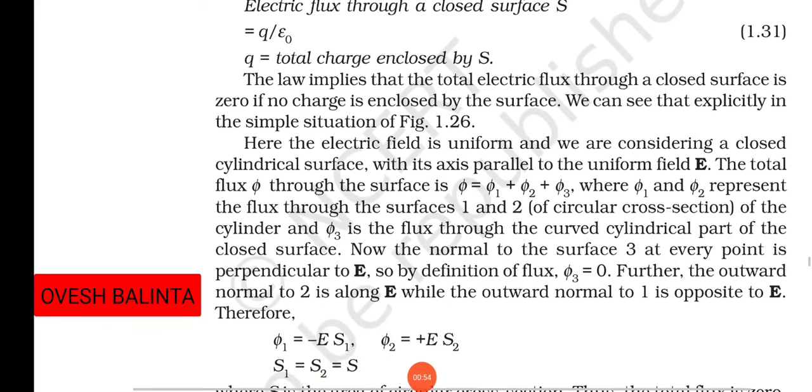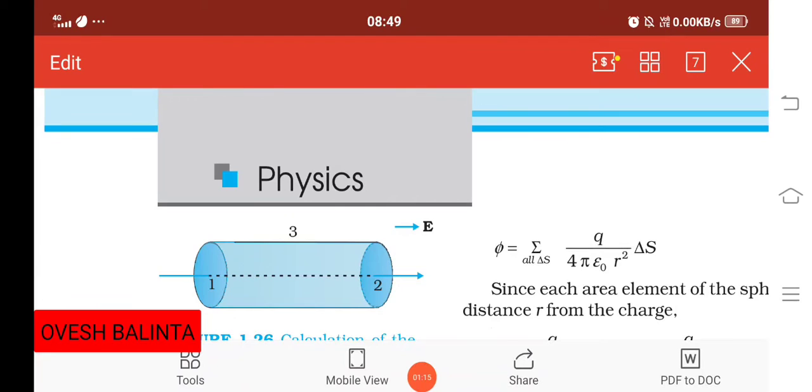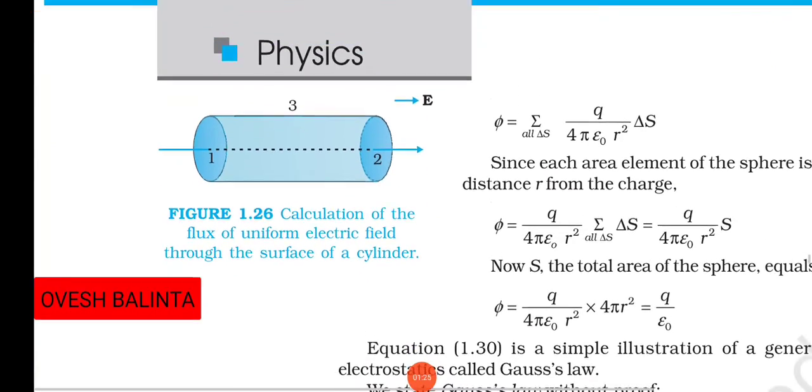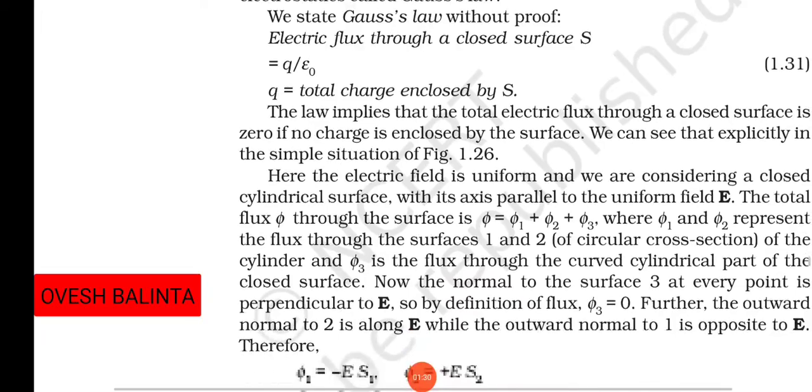Now we are talking about the total flux phi. Phi is equal to phi 1 plus phi 2 plus phi 3, where phi 1 and phi 2 represent the flux through the surfaces 1 and 2 of the cylinder's cross section, and phi 3 is the flux through the curved part of the cylinder. So in this figure there are three different fluxes: phi 1, phi 2 and phi 3.